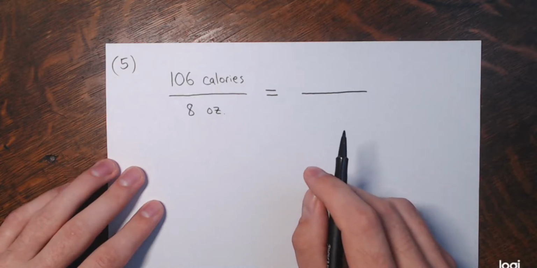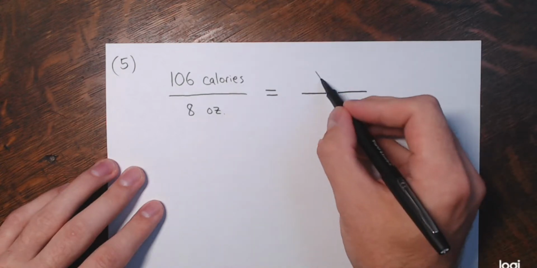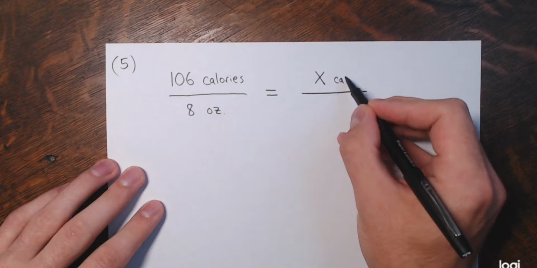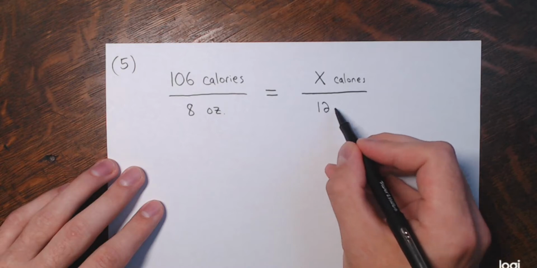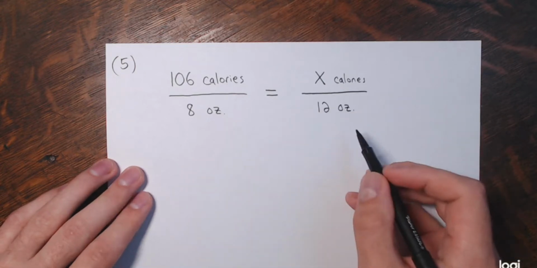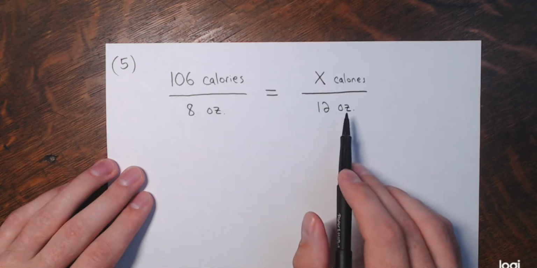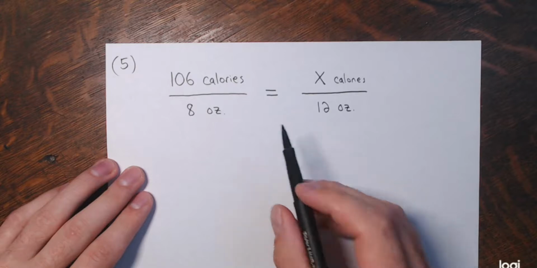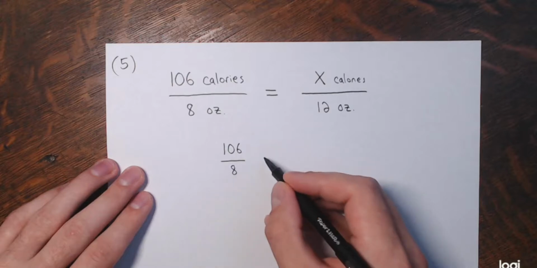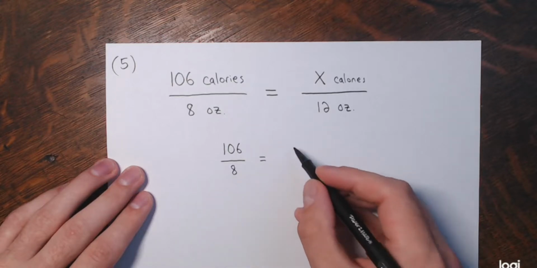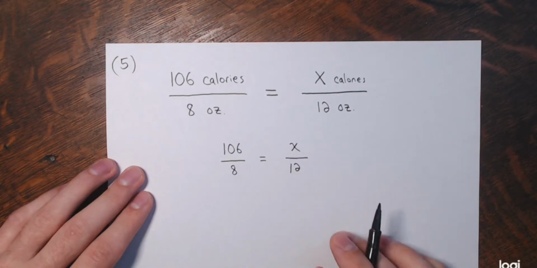Okay. So the question is, how many calories? So again, calories will be in the numerator. I don't know the number of calories. So X calories are there in 12 ounces of the drink. And ounces in the denominator. So we're solving, again, numerator units same, denominator units the same. This is a proper proportion. So we have 106 over 8, which I can simplify. I will simplify that on the left, equals, and then x over 12 on the right.